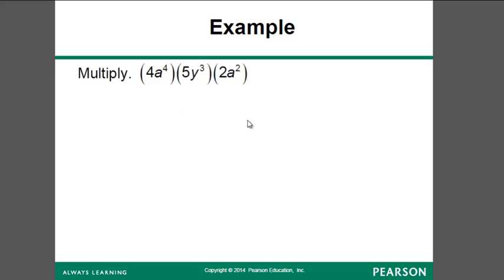And I put those together and get 16a to the 9th. Notice, whenever I'm multiplying here, remember I add the exponents. Let's try another example. Here I have 4a to the 4th, 5y to the 3rd, 2a squared.